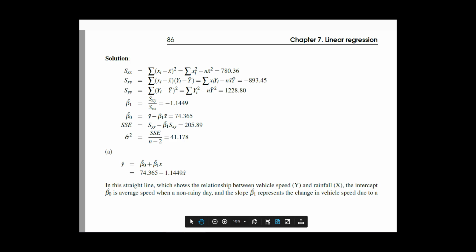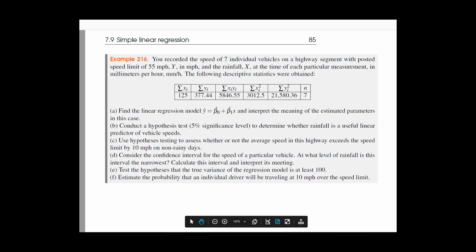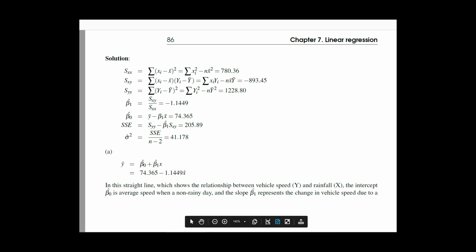The beta being negative doesn't make sense. Let's see. Right, so what is y and what is x here? All right, we record the speeds. So y is the speed in miles per hour, and x is the rainfall at the time. Okay, so yeah, we expect the negative slope, right? Because the more the rain, the slower you should go.